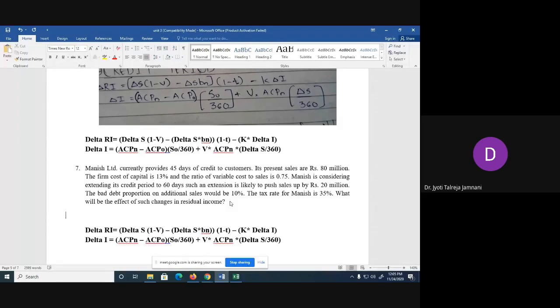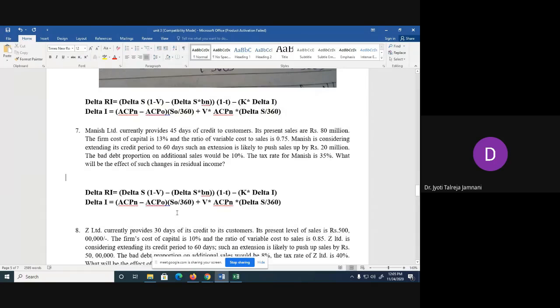So we'll solve one sum using the formula. First we'll write down what all is given in the problem. Manish Limited currently provides 45 days of credit to its customers. So it is ACP naught, that is ACP 0, the original average collection period, which is already going on, that is 45 days. So the company provides 45 days credit.